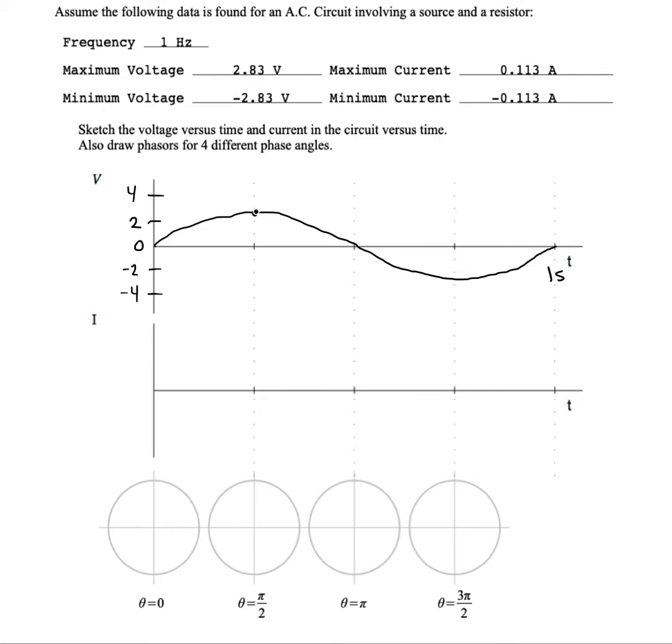Notice that our peak voltage is plus 2.83 volts. Our peak in the negative direction will be negative 2.83 volts. Now let's draw our current. And this is in volts. This is going to be in amperes.